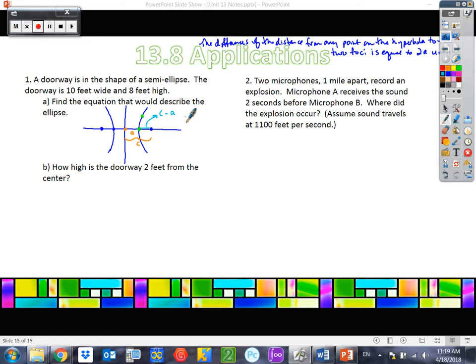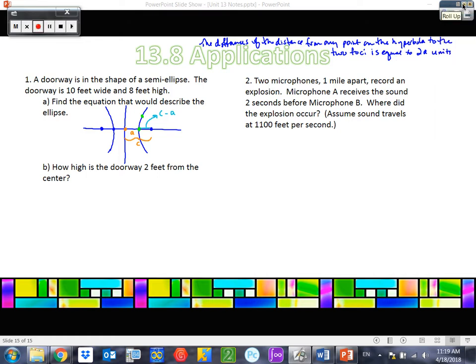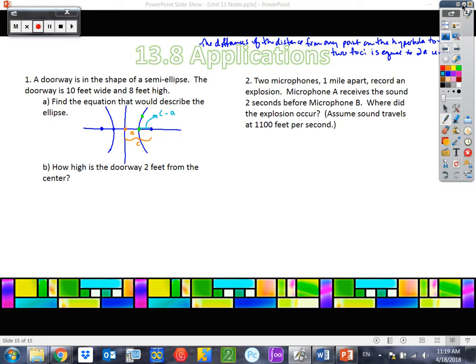It says the difference of the distances from any point on the hyperbola to the two foci is equal to 2A units. Okay, any point to the two foci. So here's the distance from the point we're interested in to one of the focus points. Now let's calculate the distance between this point to the other focus point. So we want that distance.